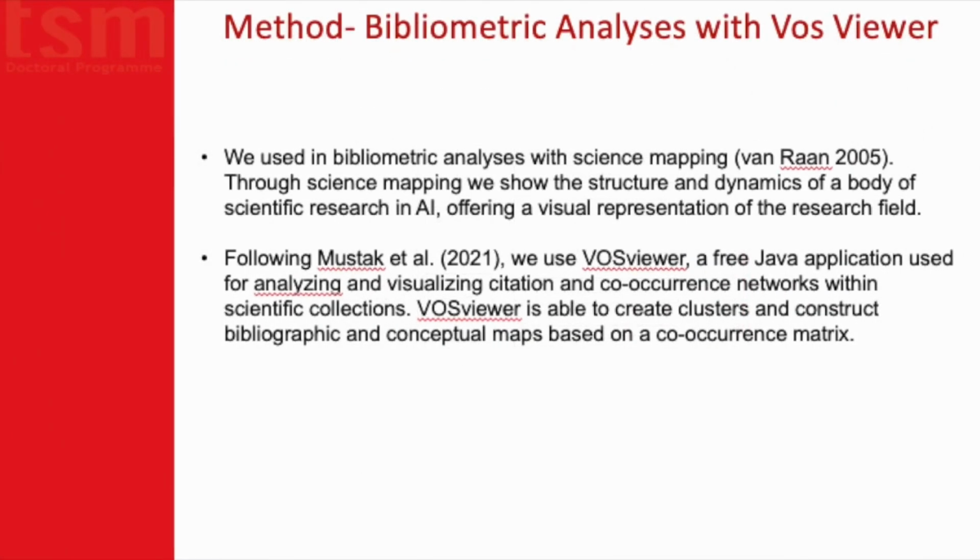We used in bibliometric analysis with science mapping. Through science mapping, we show the structure and dynamics of the body of scientific research in AI, offering a visual representation of the research field. Following Mustak and colleagues, we use VOSviewer, a free Java application used for analyzing and visualization of the citations and co-occurrence networks within the scientific publications or collections. VOSviewer is able to create clusters and construct bibliographic and conceptual maps based on a co-occurrence map.